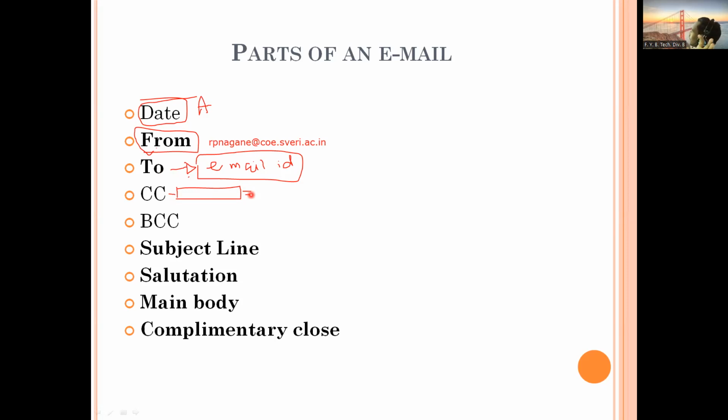Then why is it separate, CC? Why are we not putting that into two? Why is it in a different section called CC? Usually in CC, we keep the people who are maybe observers or higher authorities, so that they should also know what work is going on, what communication is taking place between two persons. For that purpose, CC is there.